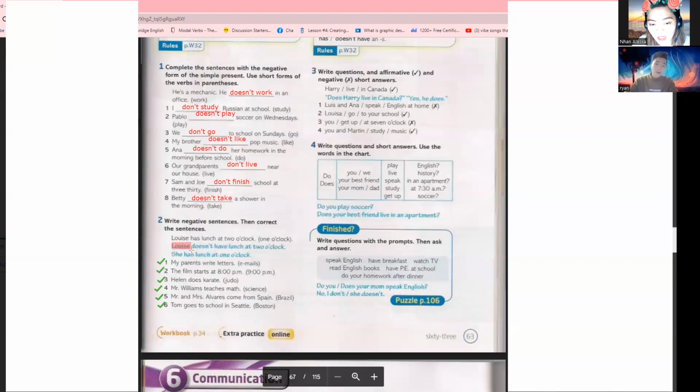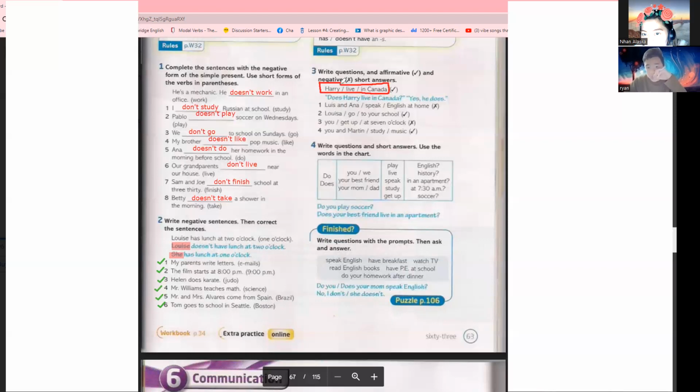Louis doesn't have lunch at 2 o'clock. Instead of saying Louis again, we change it to she. My parents, they; the film, it; Helen, she; and so on and so forth. How about if you write questions? As you see, there's a pattern at the end. If it's a check, it is affirmative, absolutely a yes. If you see the symbol at the end, it means disagree, or the answer is no.